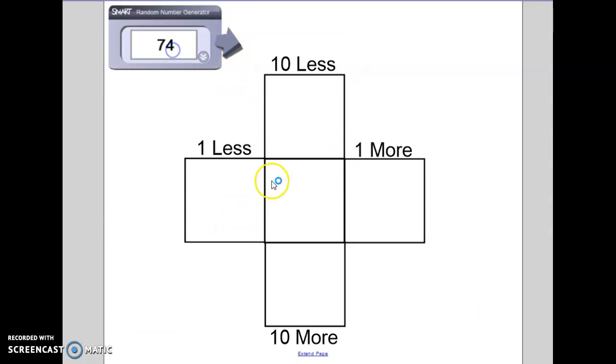All right, let's get our number 74. What's 1 less than 74? 73. What is 1 more? 75. Let's look at our tens place. Take 1 ten away, and what do we have? 64. Now 64, 74, 84.